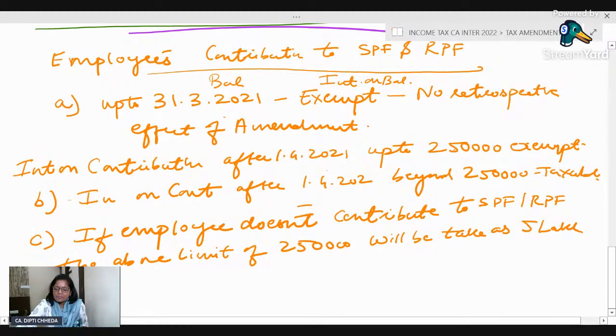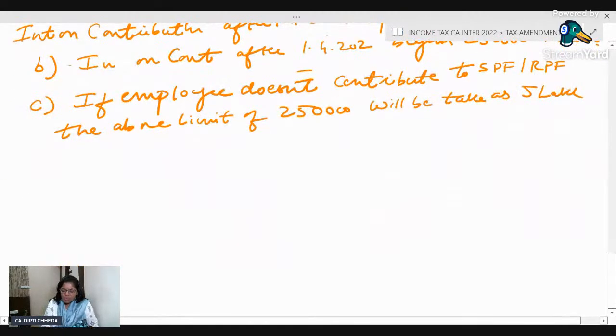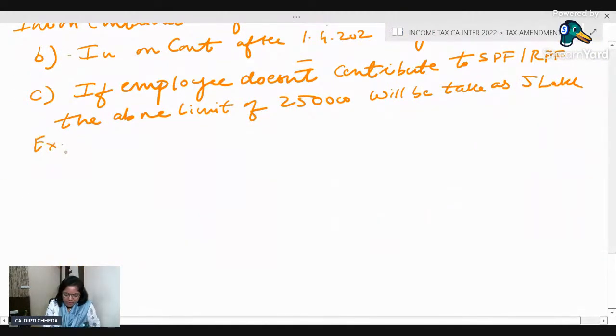And whatever you're contributing after 1/4/2021, employee contributes to SPF and RPF. If employer is not contributing, up to 5 lakh he can put, and interest on 5 lakh will be exempt. Beyond 5 lakh, put it in a separate account. Up to 5 lakh, exempt. Beyond 5 lakh, taxable. Up to 250, exempt. Beyond that taxable. इसको एक छोटा सा एग्जांपल बना के बिल्कुल अभी सॉल्व करते हैं ना.